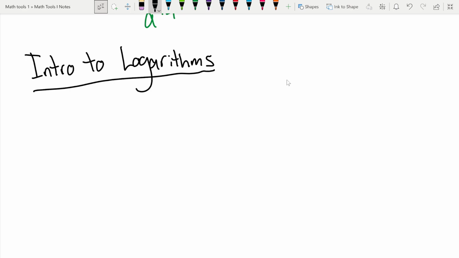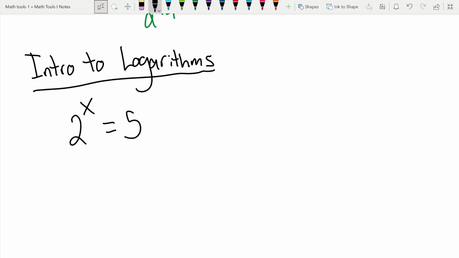So now we're going to start looking at logarithms. I've mentioned that logarithms are the inverse function of the exponential functions. In other words, logarithms are kind of like an inverse operation of the exponent. So if we think about something like 2 to the x equals 5.